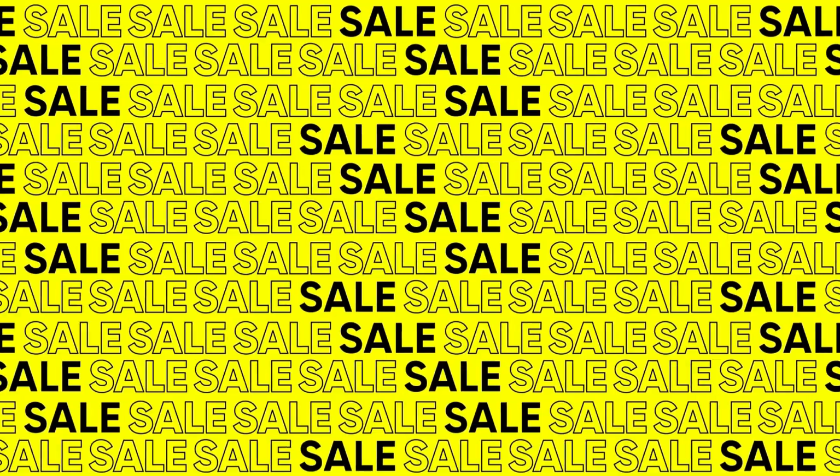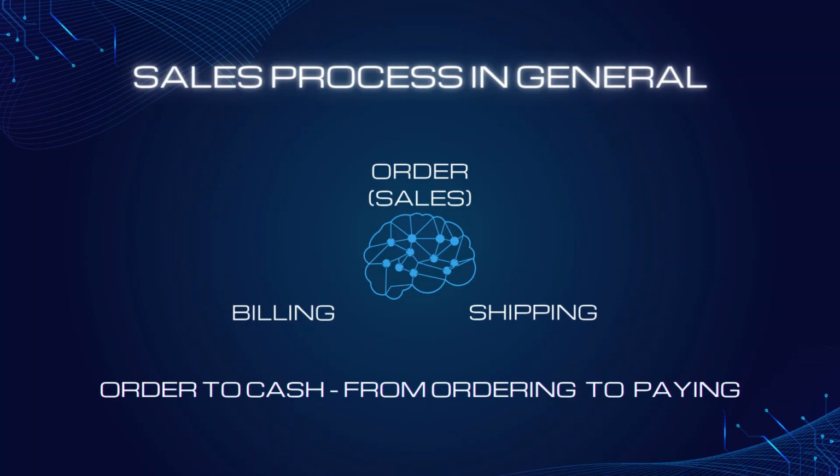The central task of any sales department is to sell the company's products. The corresponding activities form the sales process. These activities include sales, shipping, and billing. In technical terms, this process is also called order to cash, or O2C.